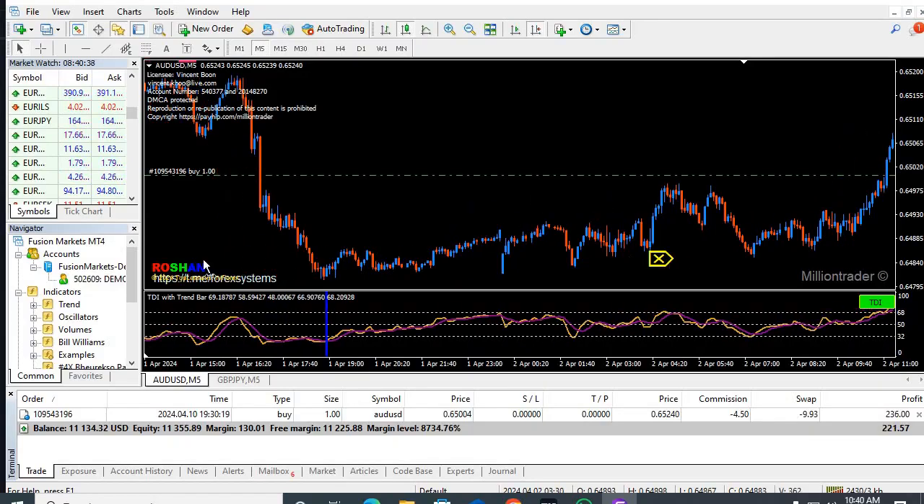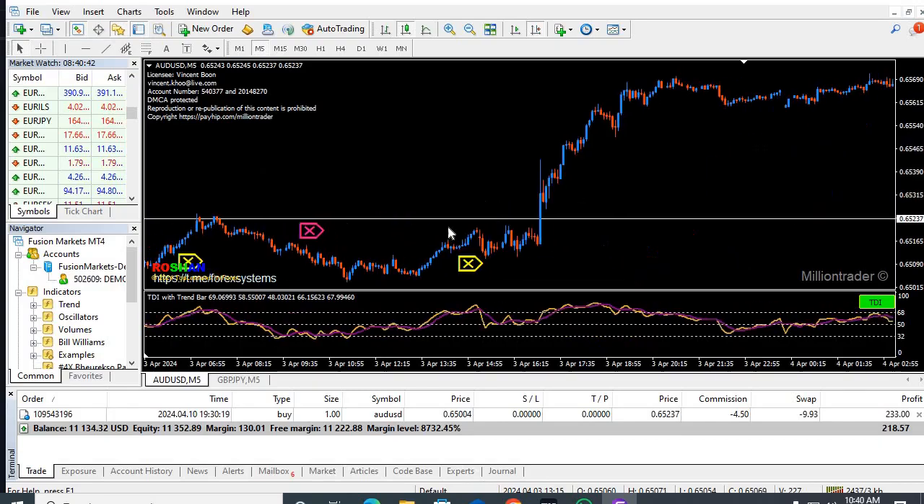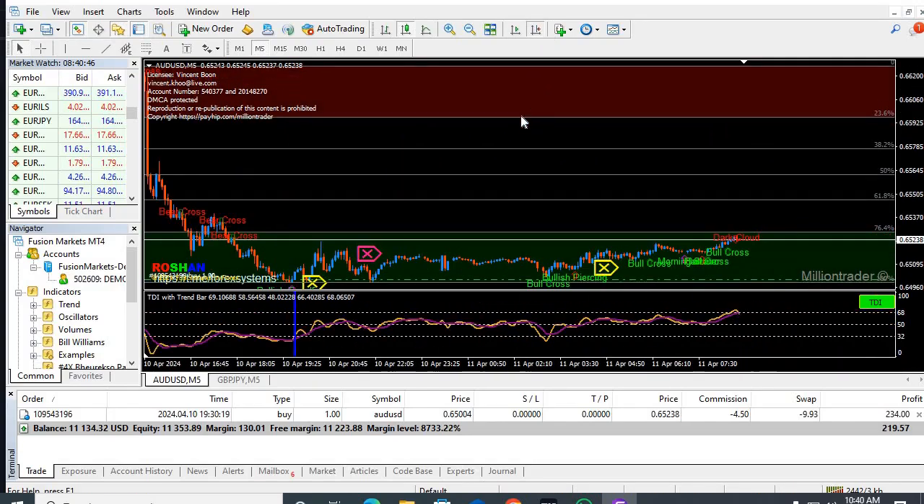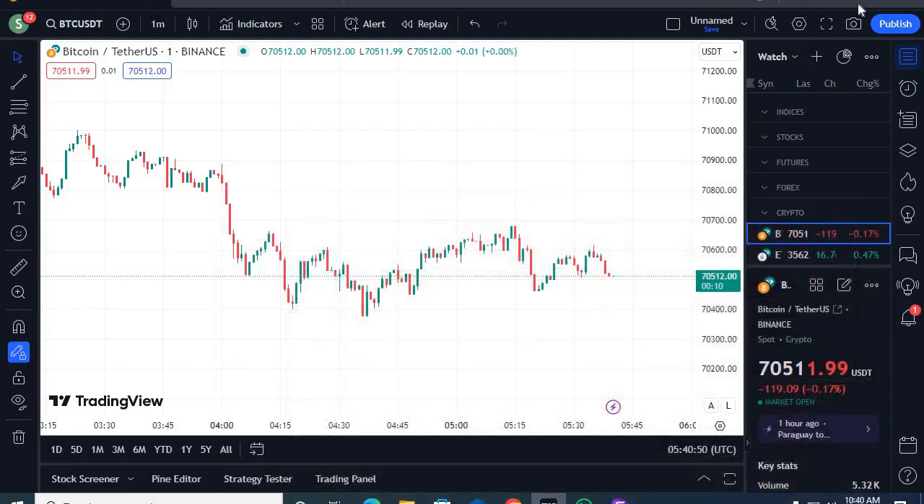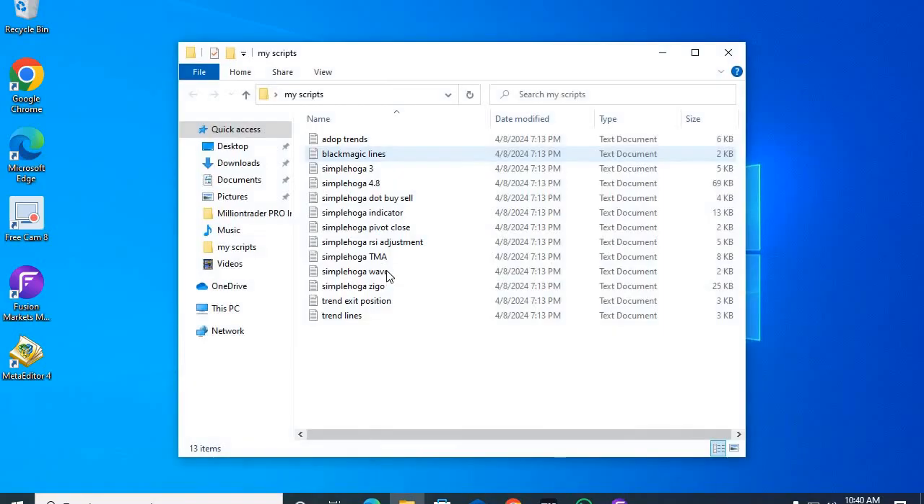Okay, we got the buy signal, we got the buy trade, and you can see the accuracy is amazing. Okay, so let's start today's video, and first of all I need to show you some of my TradingView scripts. So here you can see these are all my TradingView scripts, and you need to add only two indicators, because in a free account you can add only two indicators. So we need to add two indicators.